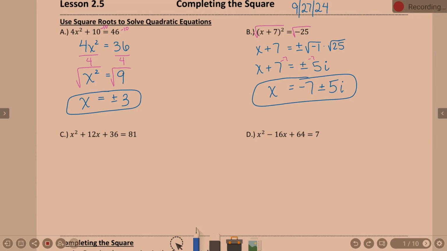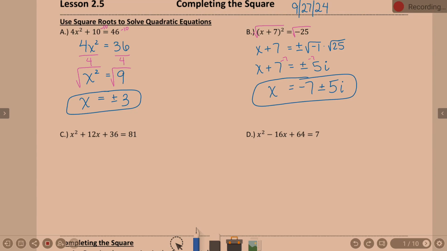So, one answer is negative 7 plus 5i, and the other answer is negative 7 minus 5i. Does that make sense? Okay. Now, let's move down to C and D. C and D are a little bit different.